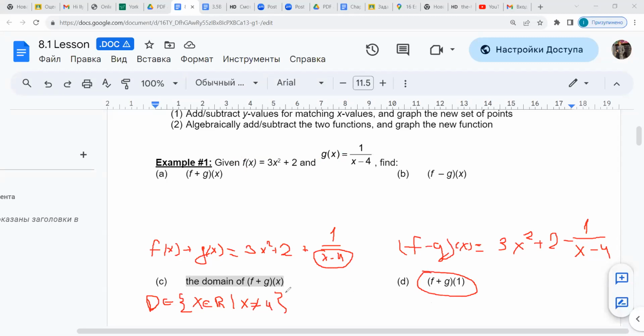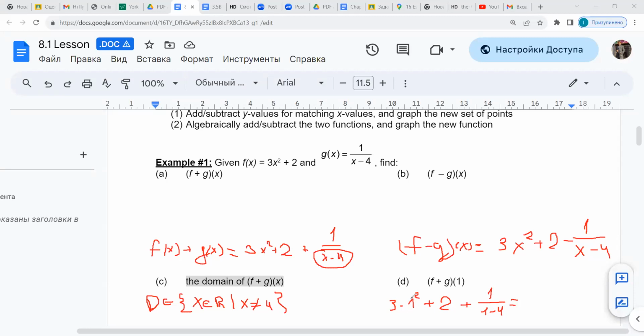D, we have to evaluate f plus g of 1, when x equals 1. So I'm going to write how it's supposed to be right away. It's going to be 3 times 1 squared, plus 2, plus 1 divided by 1 minus 4. It should be fairly easy to evaluate.